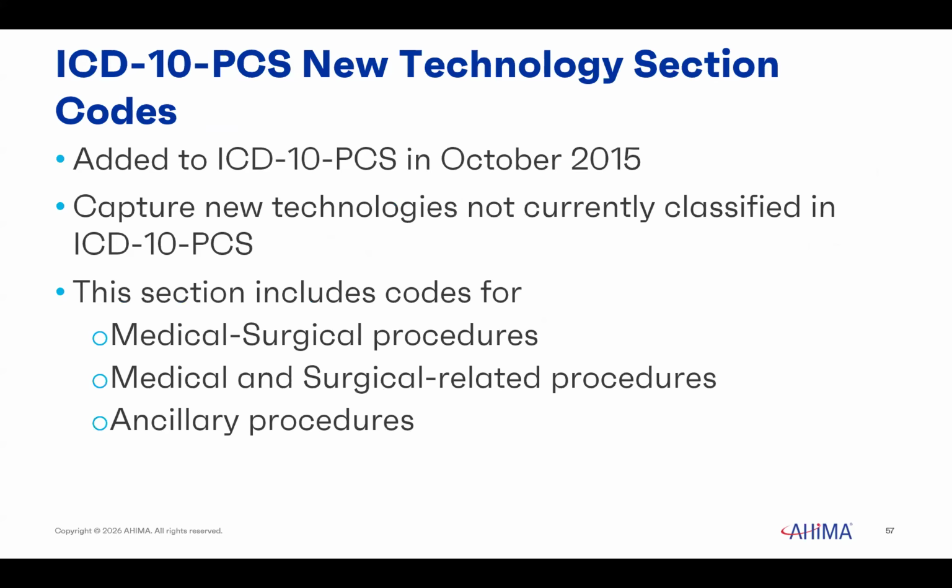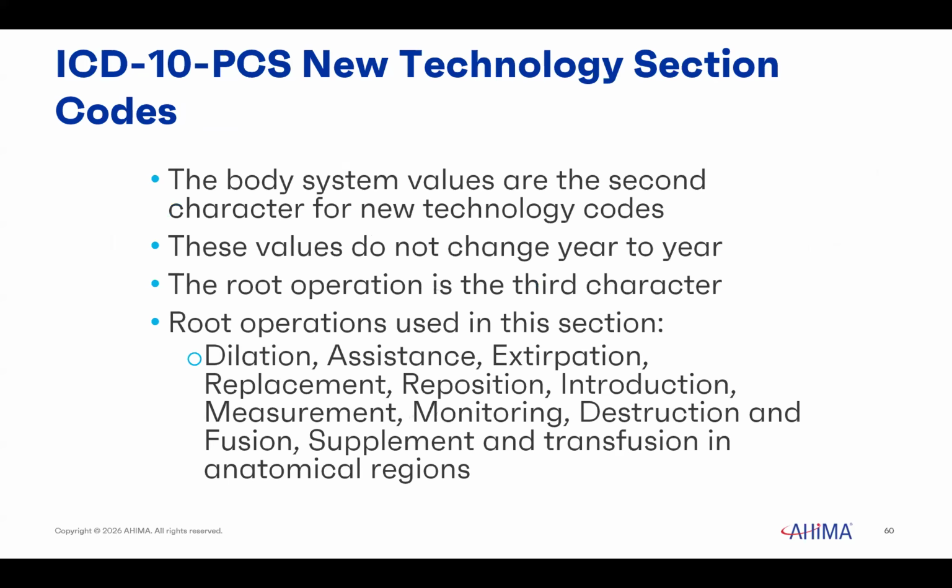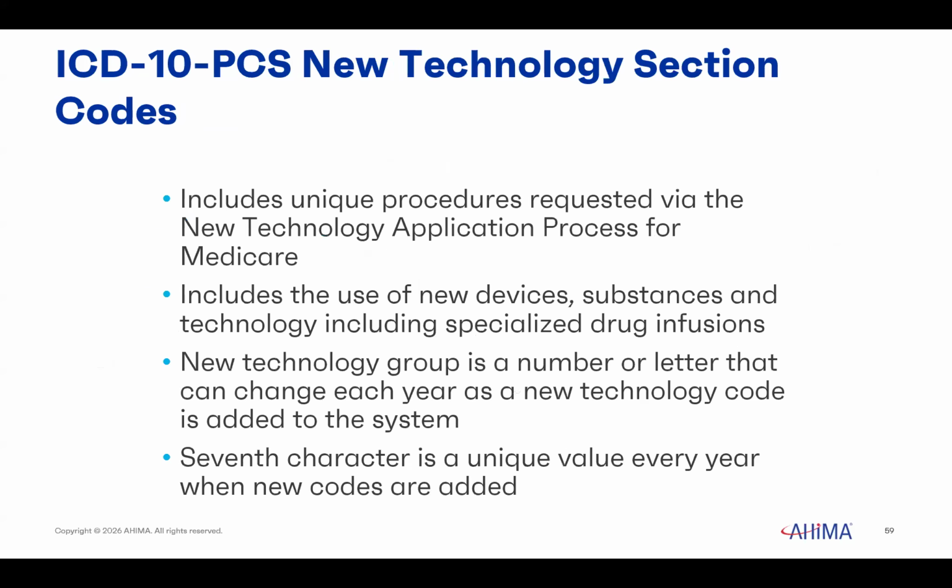And again, added to these codes, we have some unique procedures that are requested via the new technology application process for Medicare. These are new devices, substances, and technology, including specialized drug infusions. There's a whole new technology group, which is a number or letter that can change every year as a new technology code is added to the system. And the seventh character is a unique value every year when new codes are added.